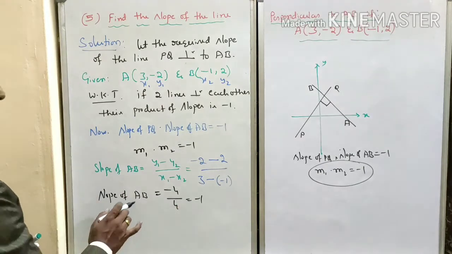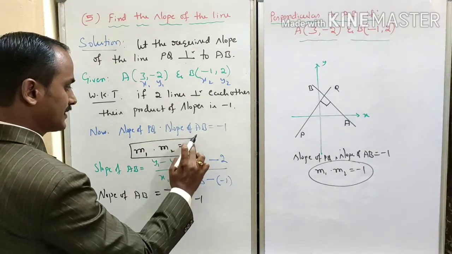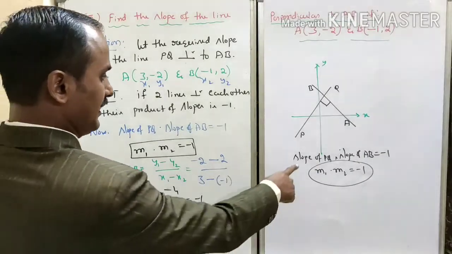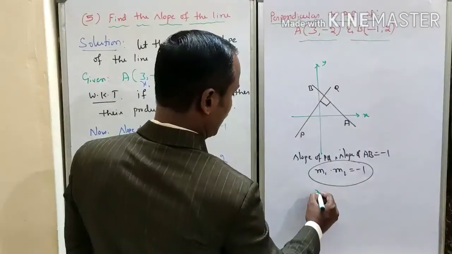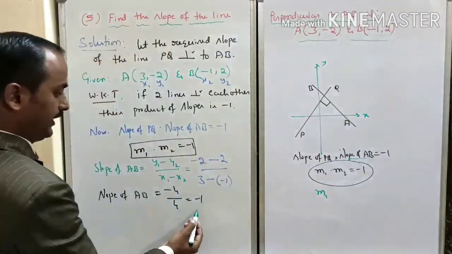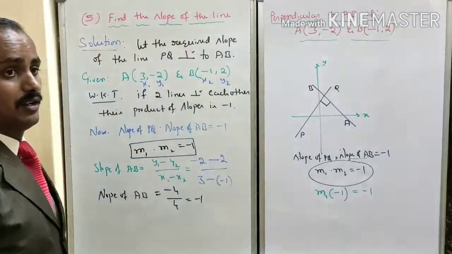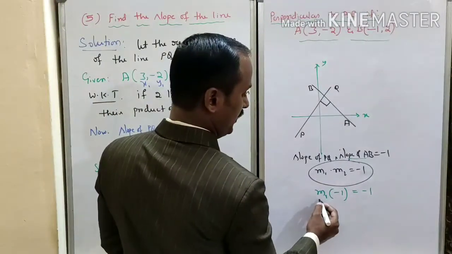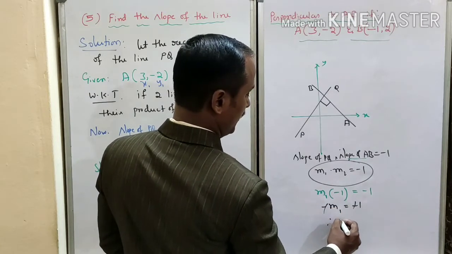Okay. This value I will substitute in this formula, dear children. Look here, the same formula: slope of PQ into slope of AB is equal to minus 1. M1 I don't know, M2 you know already. Slope of AB value you know: minus 1. I will substitute it here. What next step? Minus 1 into M1, minus M1, is equal to minus 1. Minus minus cancel. Finally, M1 is equal to 1.